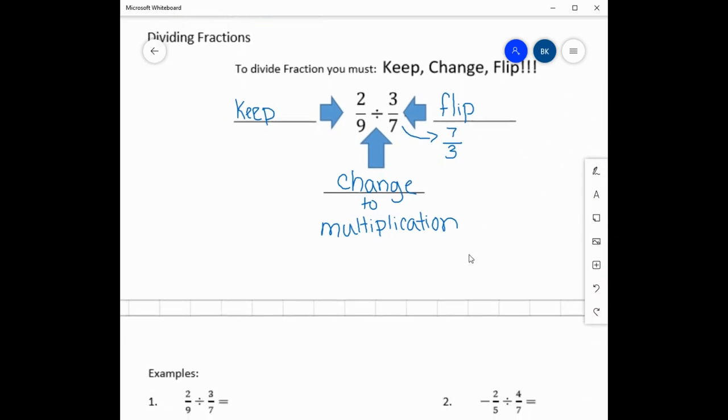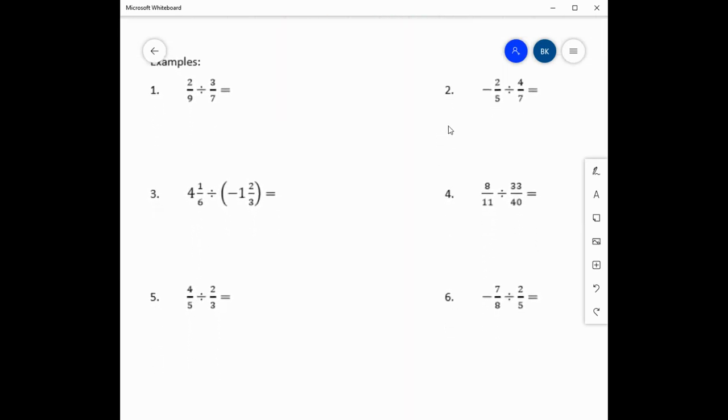So let's look at some examples. So we have 2/9 divided by 3/7. So we keep 2/9, change division to multiplication, and flip 3/7 to 7/3. And now we simplify. 2 times 7 is 14, and 9 times 3 is 27. And we cannot simplify this anymore.